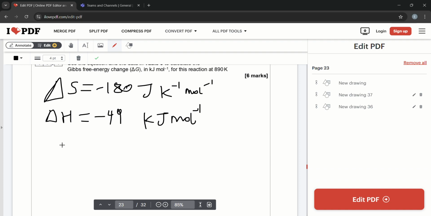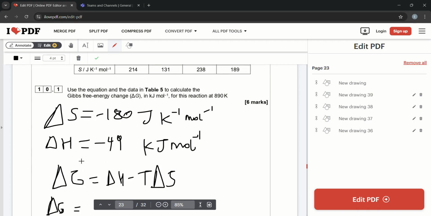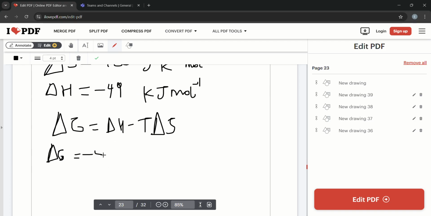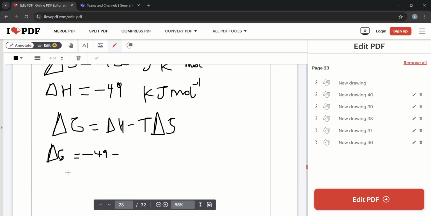So Gibbs free energy change, the actual equation, delta G is equal to delta H minus T delta S. So delta G is equal to delta H, which is minus 49, minus temperature in Kelvin 890, so minus 890.